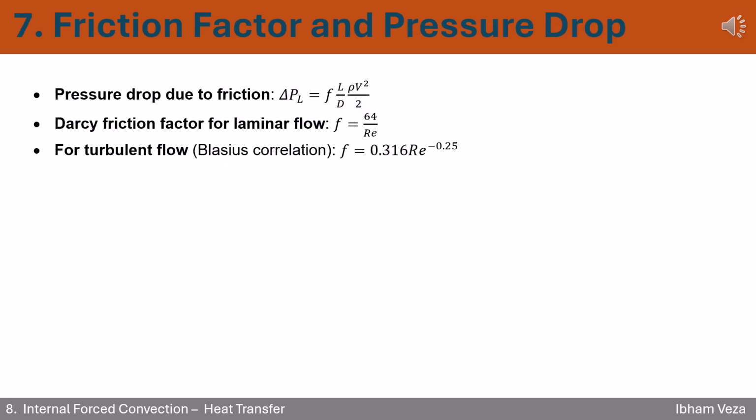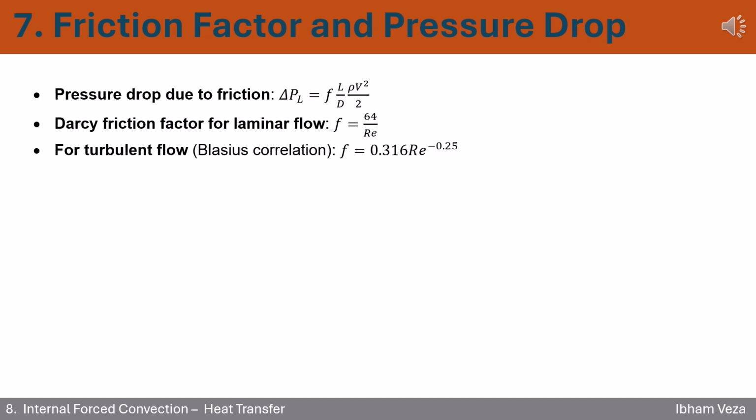7. Friction factor and pressure drop. Let's make pressure drop easy to understand. Whenever fluid flows through a pipe, it loses pressure because of friction along the walls. This loss is called pressure drop, and it's directly linked to the friction factor, pipe length, diameter, and fluid velocity. For laminar flow, there's a simple rule. The friction factor is 64 divided by the Reynolds number. The lower the speed, the less friction you get.